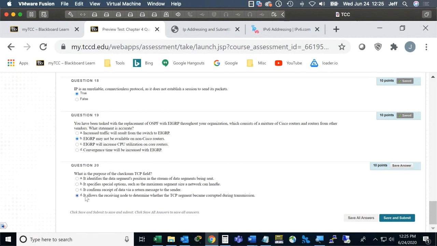Pretty well, it's D, right? So it's the checksum. If you take the packet and run it through an algorithm, you'll get the checksum, and so you can guarantee that what was sent was what arrived, so that you can tell if it was corrupt during transmission.